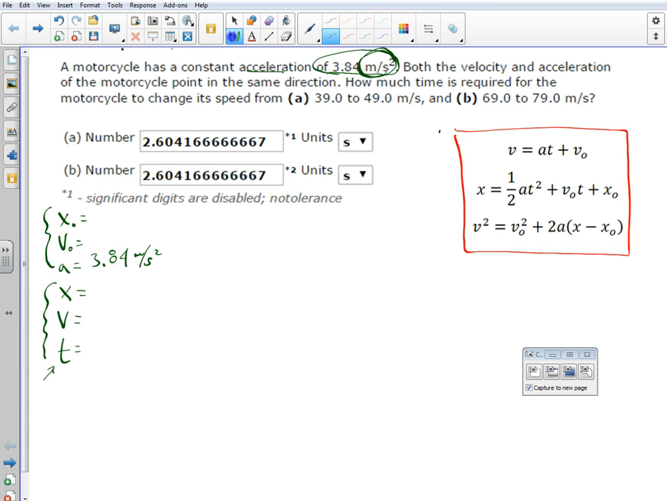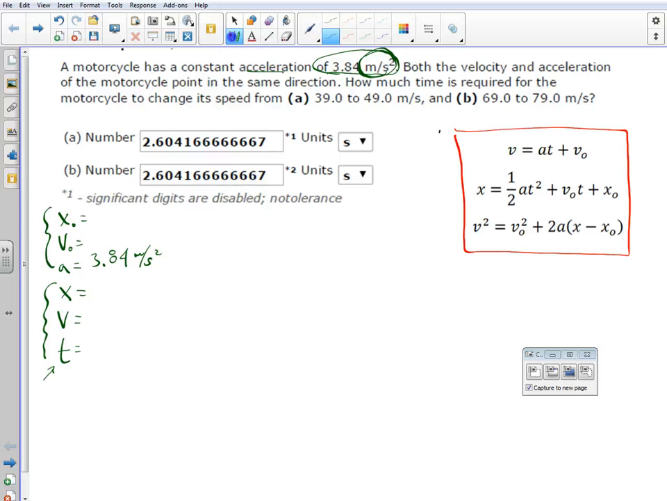Now the physics says, let's check to make sure the sign is correct, like the direction. They say both the velocity and the acceleration of the motorcycle point in the same direction. So the initial velocity and the acceleration point in the same direction. If they pointed in different directions, I would make one positive, one negative. Here, I have a choice of making them both positive or both negative. Obviously, both positive makes more sense, but it's important to note that you could make them both negative and the problem would work out still.